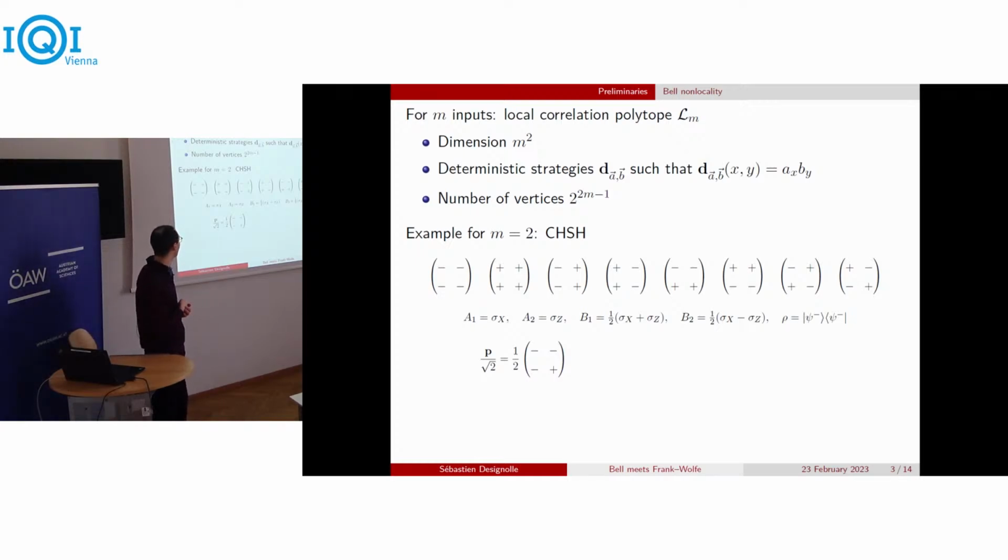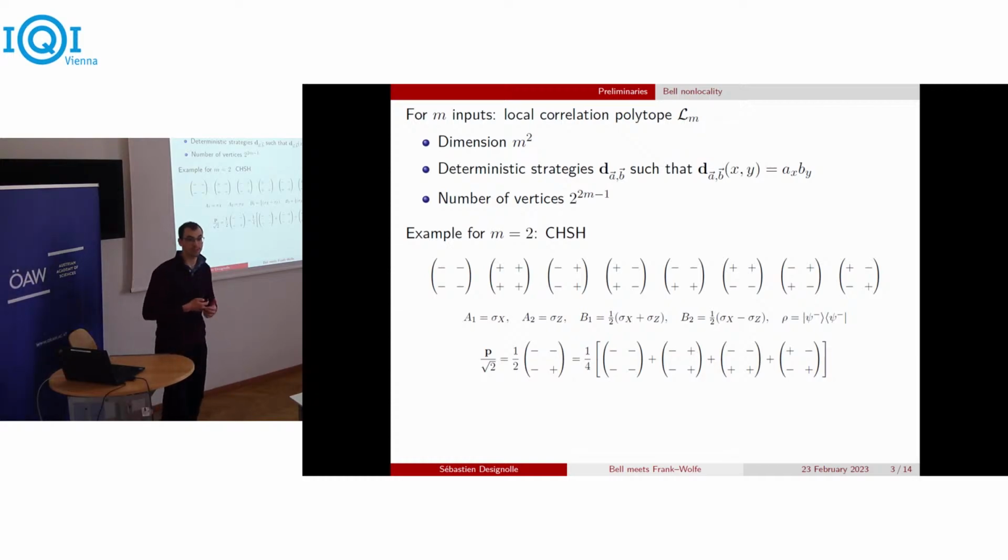But if you divide it by the square root of 2, so making it closer to the center of your space, then you can actually find a decomposition. And this here indeed reproduces this point. And all those points here, the 4 of them, they're actually local vertices, like deterministic strategies.